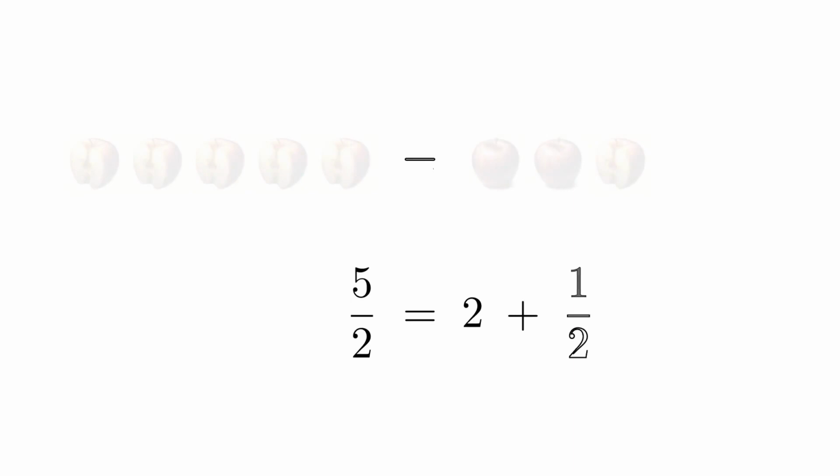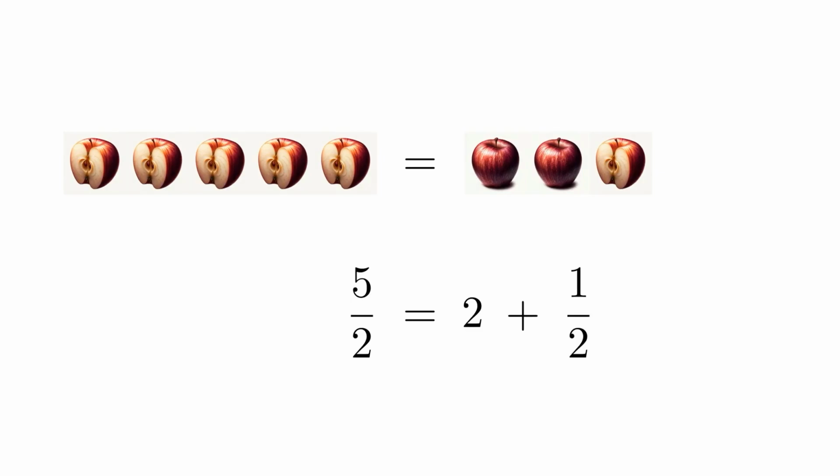Note that the numerator m can be greater than the denominator, in which case the number of parts that we have together make more than a whole. For example, 5 half apples makes 2 whole apples plus half an apple.